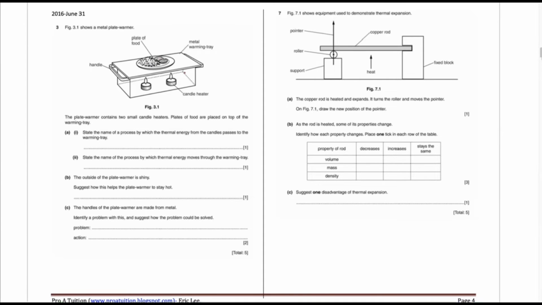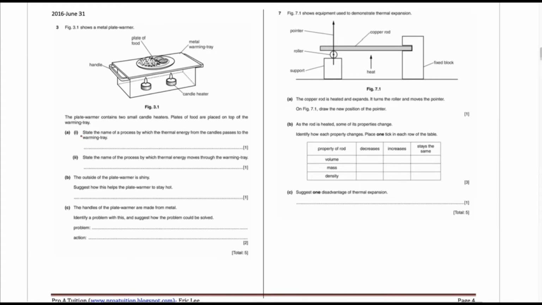Let's see the design. They put a candle at the bottom, and here they put the metal warming tray. They put the food on top, with a handle at the side. The plate warmer contains two small candle heaters. Plates of food are placed on top of the warming tray. So in a buffet, you may see this.